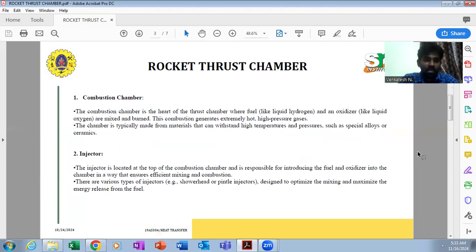Injector. The injector is located at the top of the combustion chamber and is responsible for introducing the fuel and oxidizer into the chamber in a way that ensures efficient mixing and combustion. There are various types of injectors designed to optimize the mixing and maximize the energy release from the fuel.